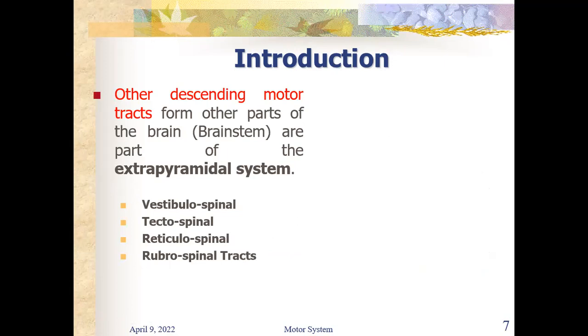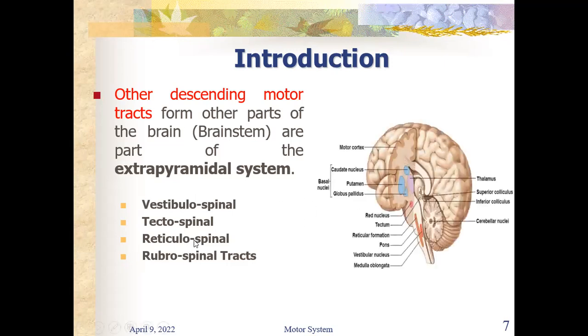Other descending motor tracts from other parts of the brainstem are known as the extrapyramidal system. These are the indirect system. We also call them the involuntary system, because much of their control is involuntary. So we have the vestibulospinal tract, the tectospinal tract, the reticulospinal tract, the rubrospinal tract. So you can see here those extrapyramidal structures.